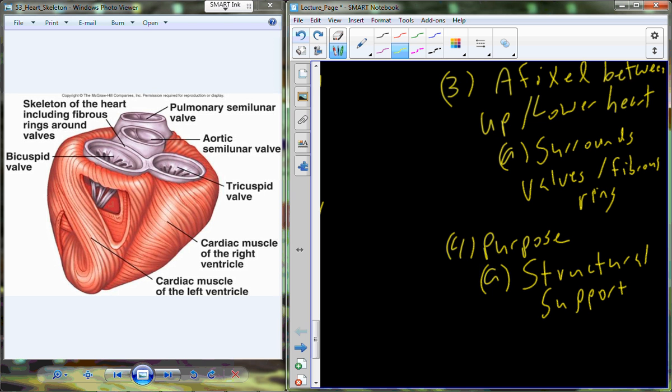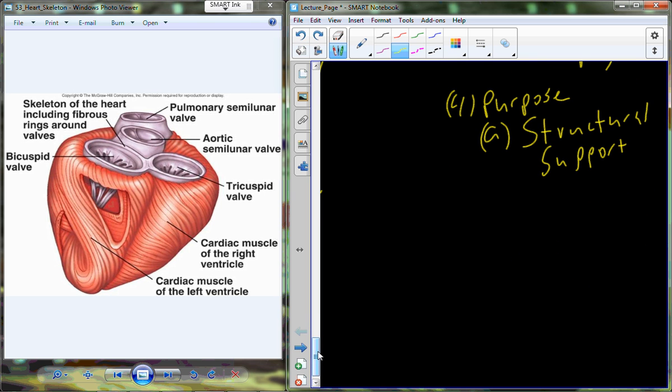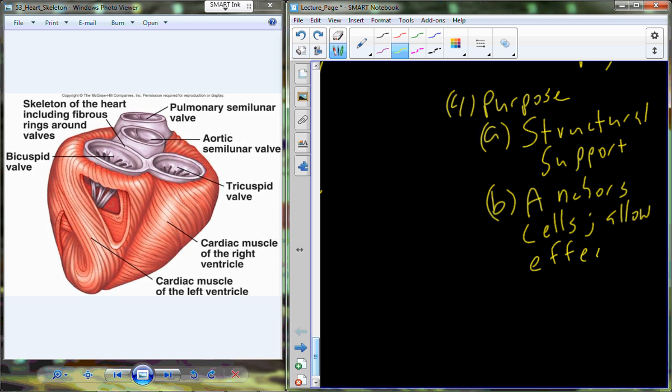So it anchors cells and allows those cells something to pull on. You know, the bone skeleton that we have, the muscles attach to it, and it gives those muscles anchor so they can pull. This is the same concept here. This is why we're calling it a skeleton. It provides that structural support, helps to anchor those cells that make up the myocardium. And when they contract, it allows their effective pulling.